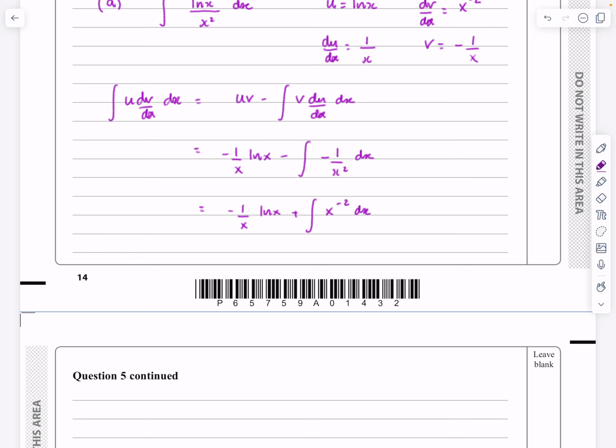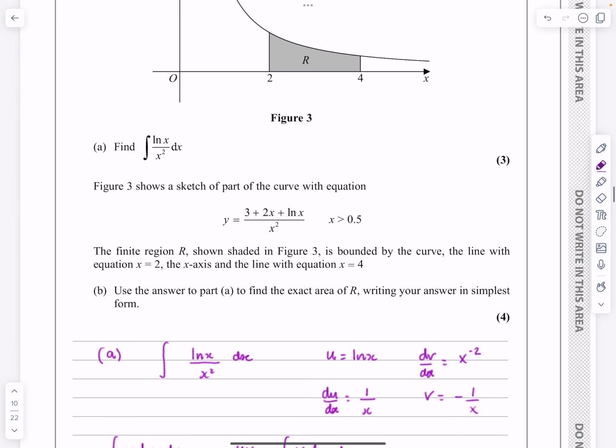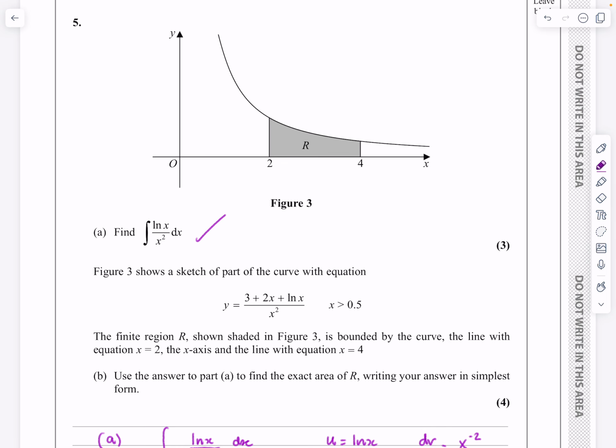I could have done it straight away, but we're just taking it nice and easily, which is then going to be minus 1 over x log x. The integral of x to the minus 2, as we just said, add 1 onto the power, divide by the new power, becomes minus 1 over x, and then obviously we need to have our constant of integration in there. So, part A done.